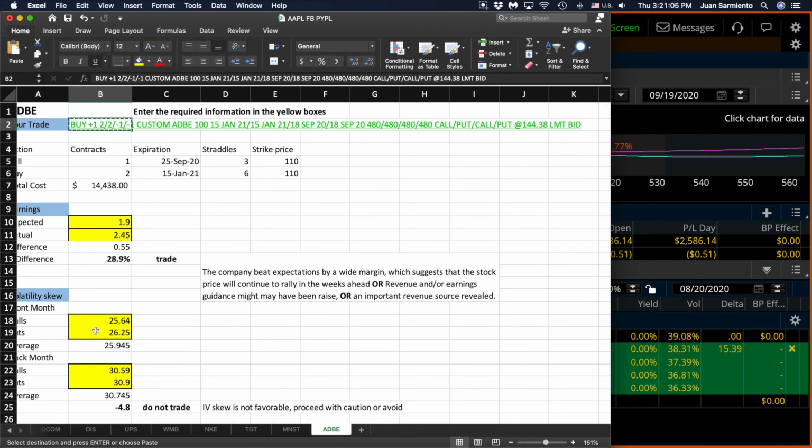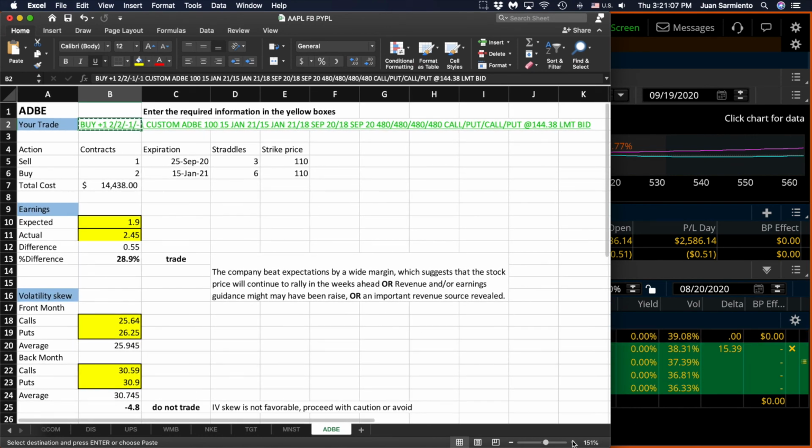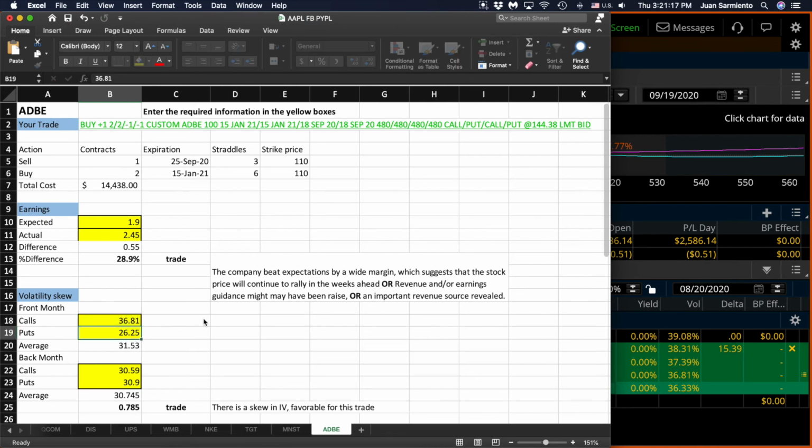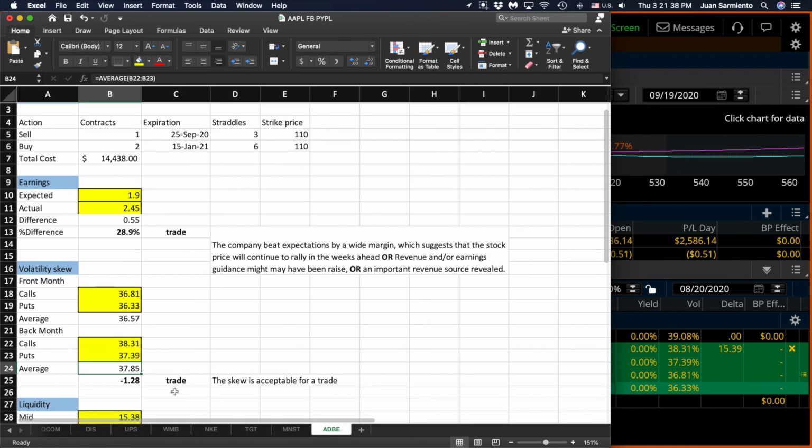I enter here the front month, just so happens that it's the lower here, calls and puts. That's the implied volatility, so 36.81, 36.33, and that's 36.52 is the average of the two. And the back month, 38.31, 37.39. And the difference is less than 3%, minus 1.82%.